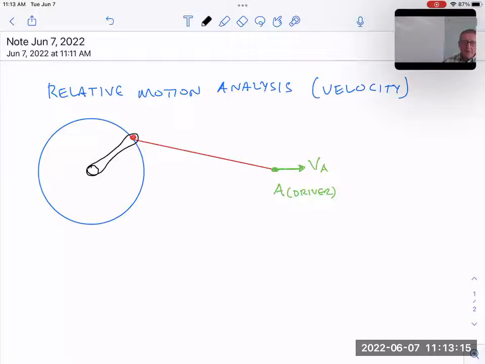So what we're interested in is what's the velocity of B over there? Now, here's the hard part from things we've studied earlier. What does the velocity of B over there look like?